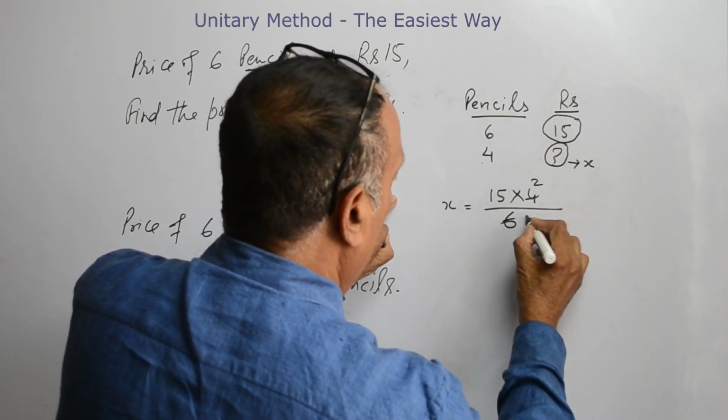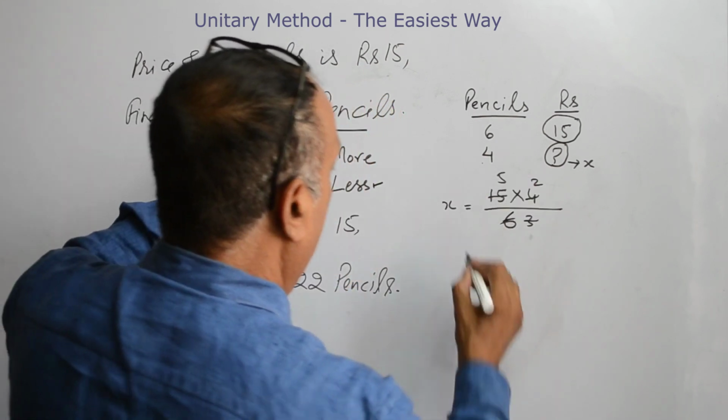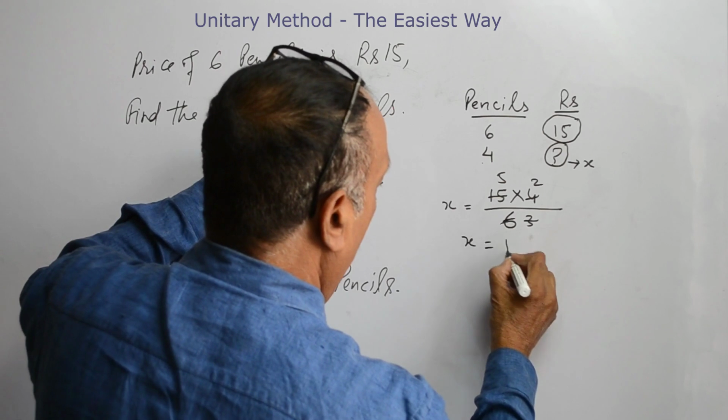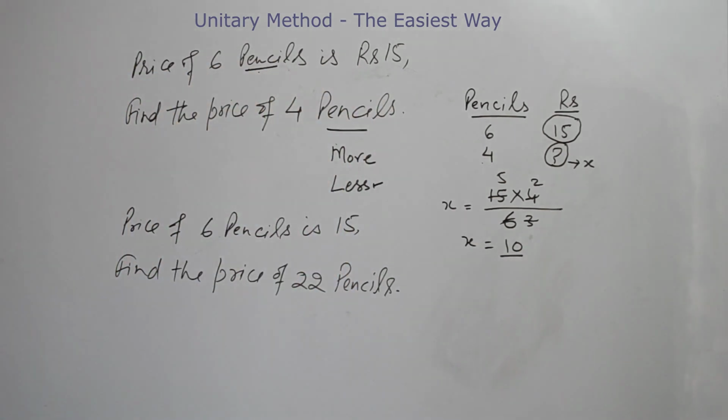So 2, 3 and 5. So 4 pencils will be costing rupees 10. Now let us solve this problem.